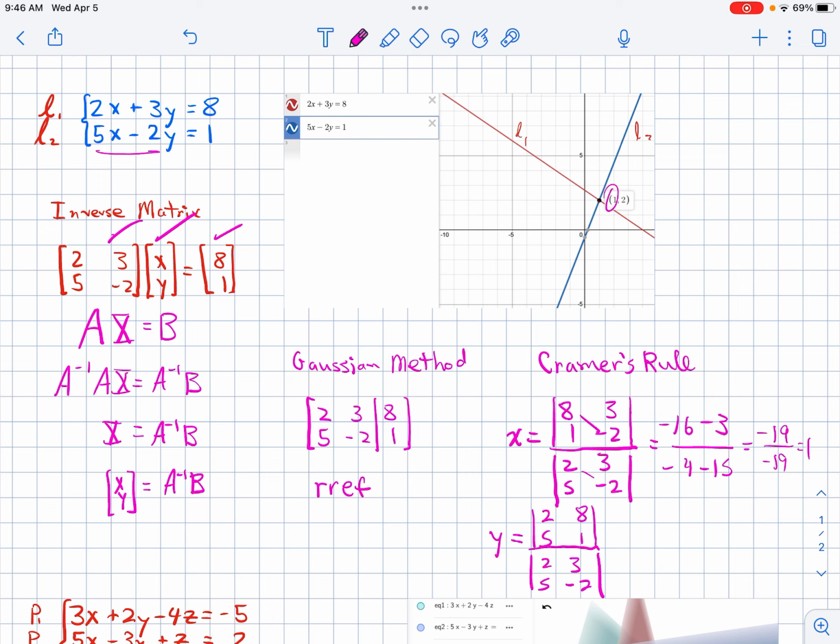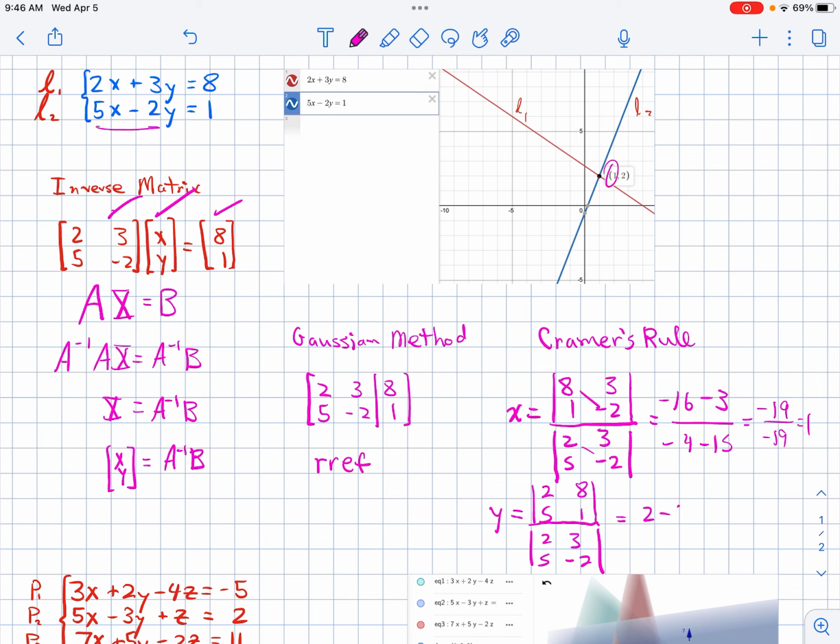And then down here, let's see what y is. Well, it's 2 minus 40 over negative 19. And that is negative 38 over negative 19, which is 2. So there we have our solution, 1, 2.